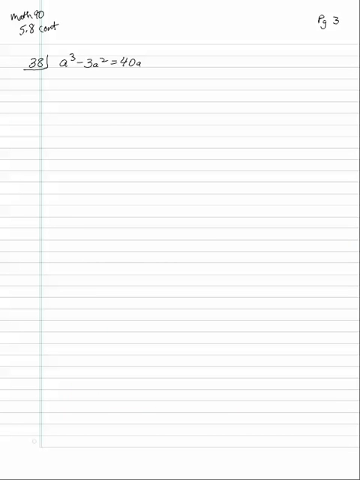Okay, so let's look at 38. Again, I want to get it equal to 0. Now this is not a quadratic equation, this is a cubic equation. And we use the same technique. So I'm going to subtract 40a, because I want to get it equal to 0. And then we're going to factor. A comes out of all 3 terms.